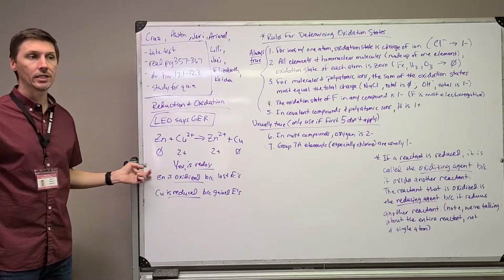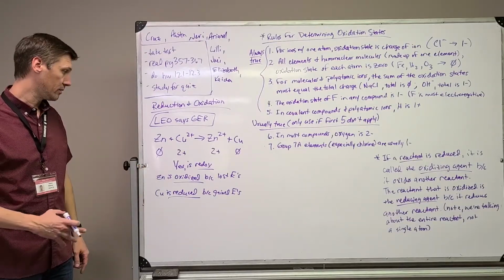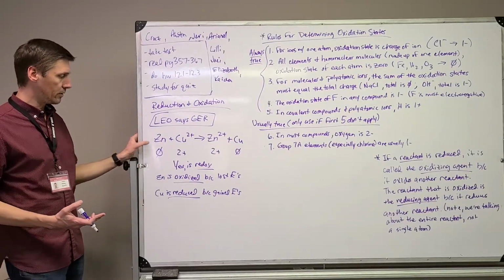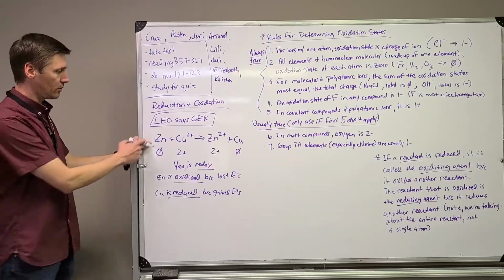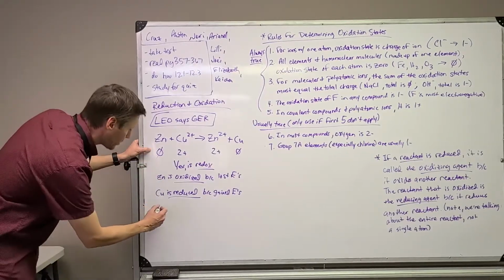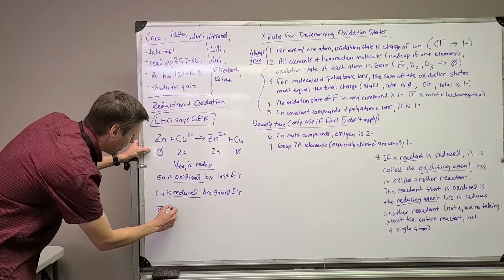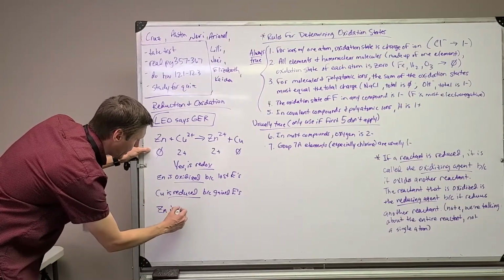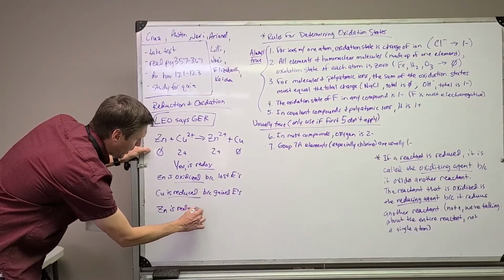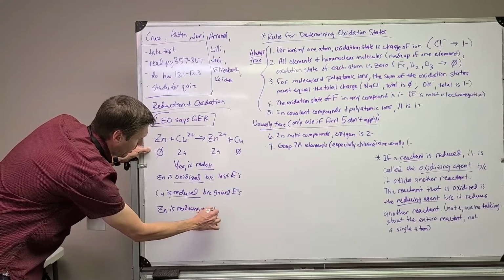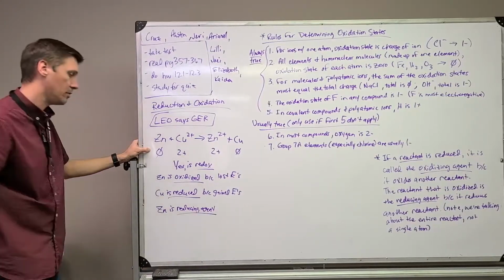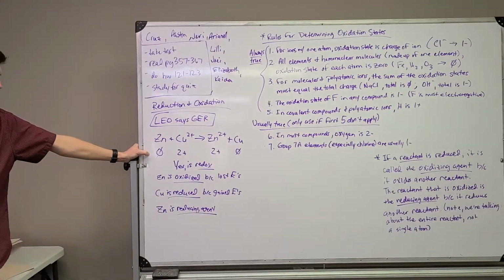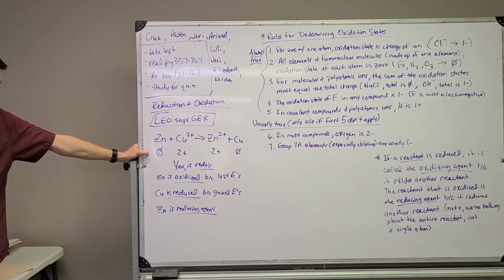Now that we've clearly identified those, whichever one on the left side of the equation contains the oxidized atom is going to be our reducing agent. In this case, the Zn is oxidized, and as far as the reactant goes, it's all by itself. So you would just say Zn is the reducing agent because it was oxidized. In other words, it causes the other reactant to be reduced.